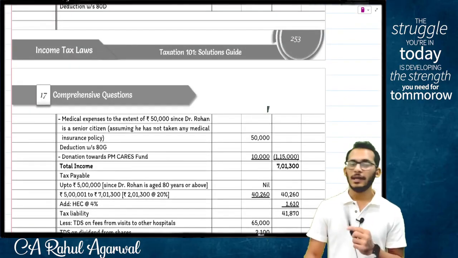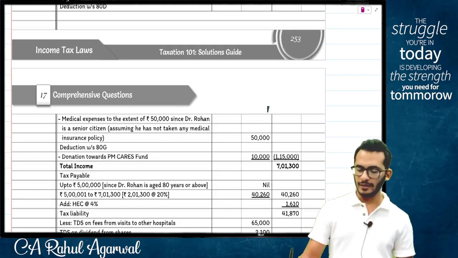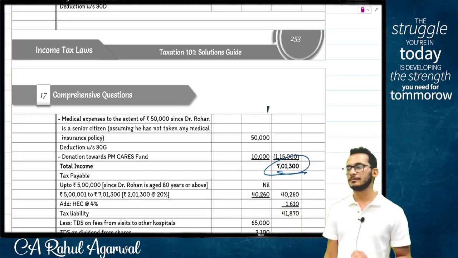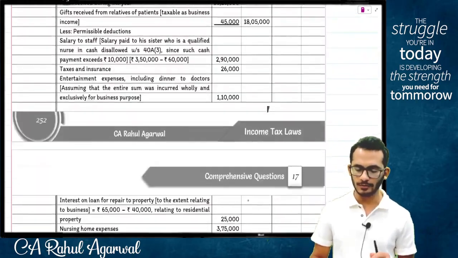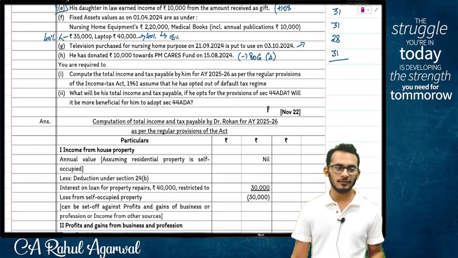1,15,000, giving me a total income of 7,01,300. Look at the question, people. What does the question want? Question wants tax also. Go forward.